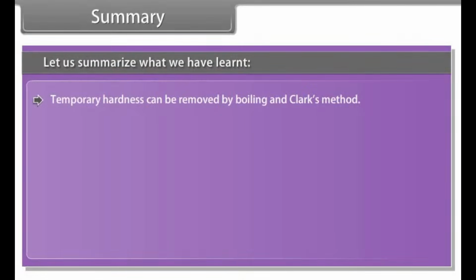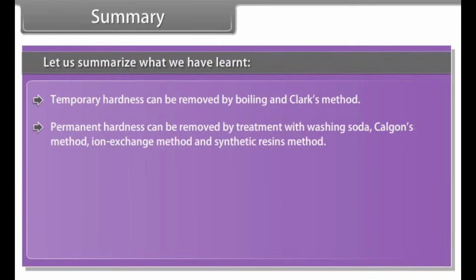Temporary hardness can be removed by boiling and Clark's method. Permanent hardness can be removed by treatment with washing soda, Calgon's method, ion exchange method, and synthetic resins method.